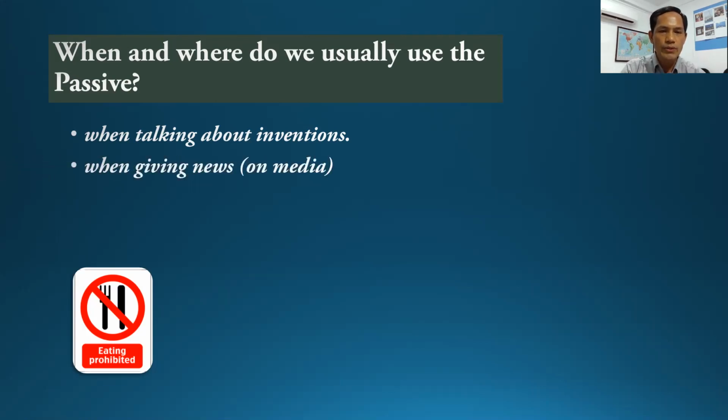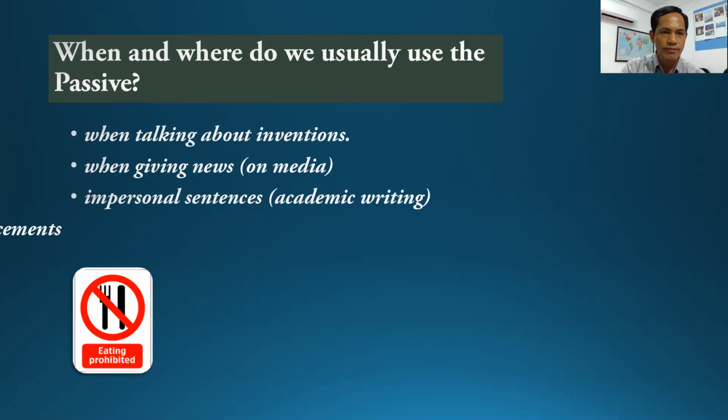What about when giving news? You're the journalist. When you give news to the media, we don't want this one to be personal, so we give news using the passive mostly. When you write academic writing, when you're in an academic setting, you usually use the passive form because we don't use I or we all the time, but instead we use the passive. Another one is in some notices or announcements, the passive is used because the subject is not important, but the action is more important. For example, eating prohibited. Eating is prohibited, okay?